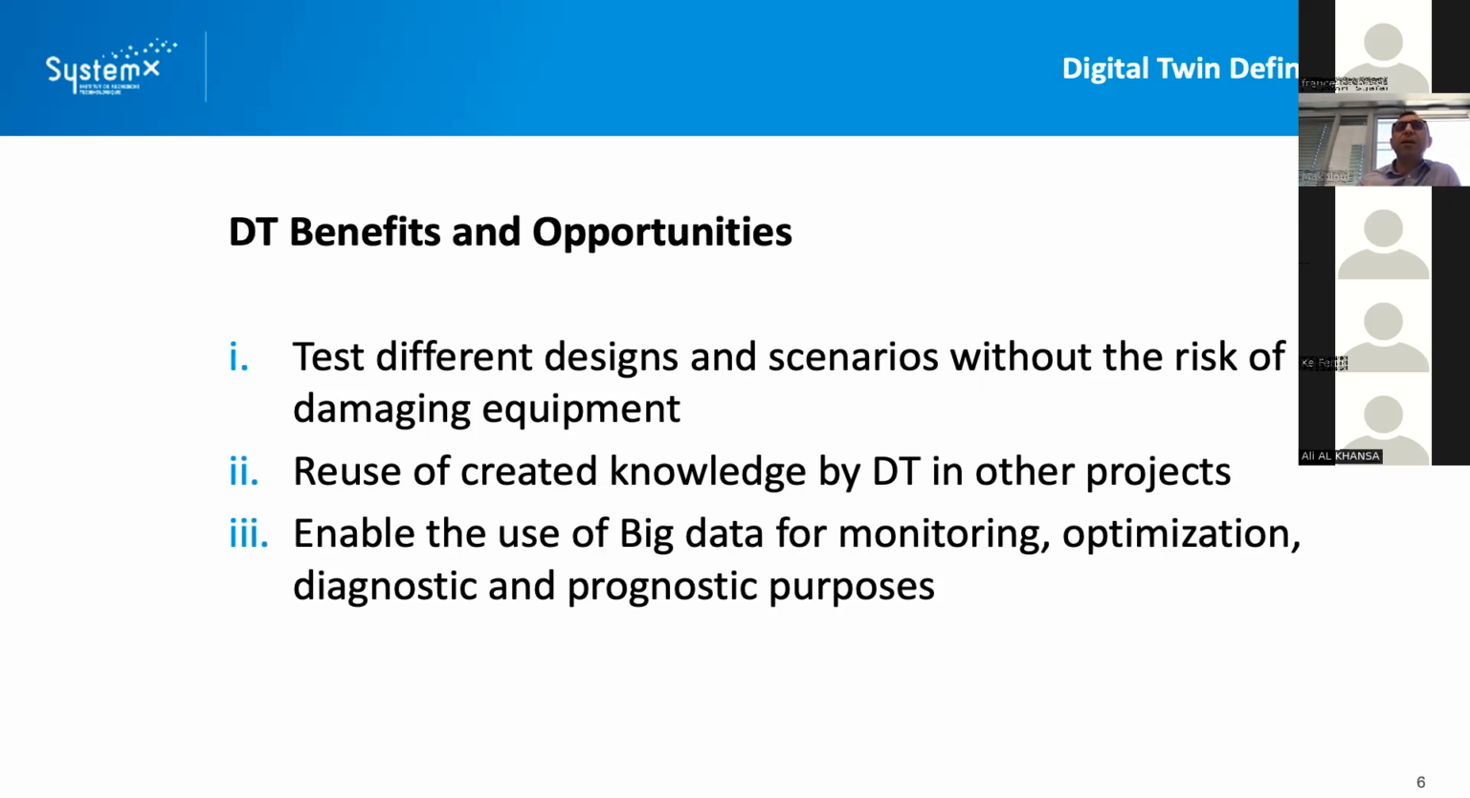And the last one is to enable the use of big data for monitoring, optimization, diagnostic, and prognostics. That's exactly what we call the services that could be provided by your digital twin. For example, collecting or streaming data from the physical asset. This could be easy to use within the digital twin, easy, of course, between brackets, to use for monitoring, but also for services such as optimization.